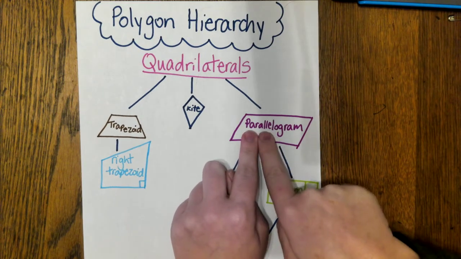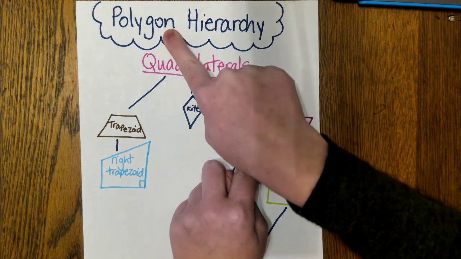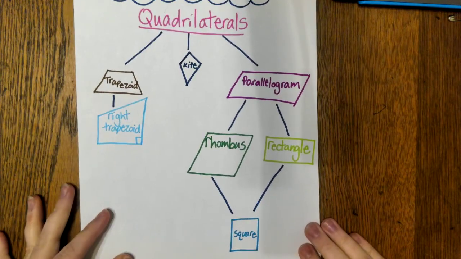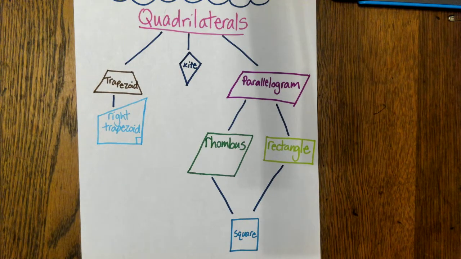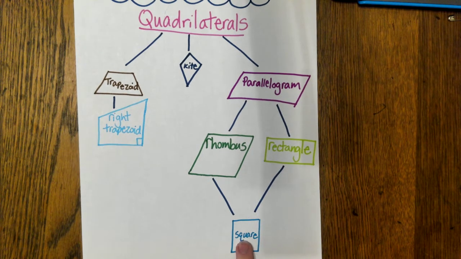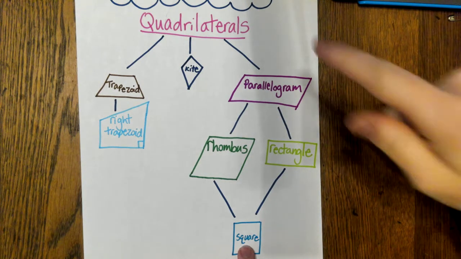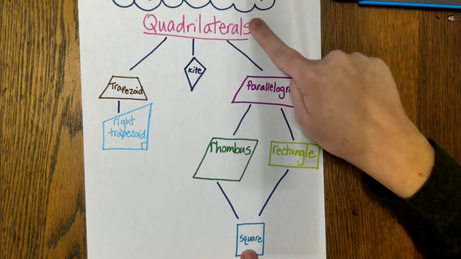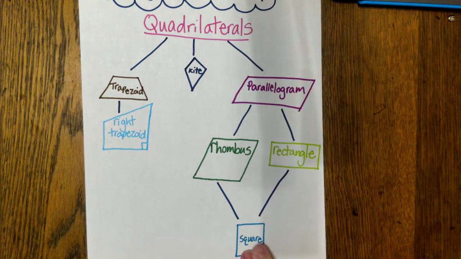Parallelograms can also be called quadrilaterals and polygons. The further down we go in this flowchart, the more specific the name. So if you're working on something and it asks you for the most specific name or the best answer, you want to be as specific as you can. If you are given a square and asked what the best name for it is, you can call it a quadrilateral. But if it's looking for the best, the most specific name, you should call it a square.